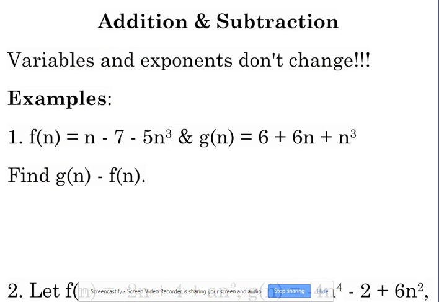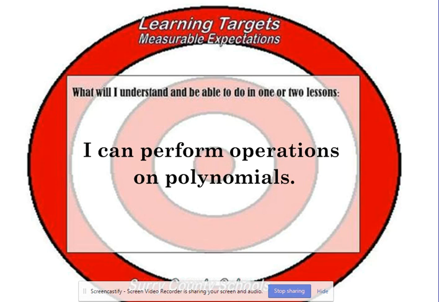Okay. Here's the key. There's your learning target. Perform operations on polynomials. Mathematical operations. We're talking about addition, subtraction, multiplication, division. That's what we're going to focus on with our polynomials. We're going to start with easy ones, adding and subtracting. It's like when you first started learning how to deal with numbers. You start with adding and subtracting. You don't jump to multiplication and division because it's a little bit more complicated. So we're going to start with addition and subtraction.